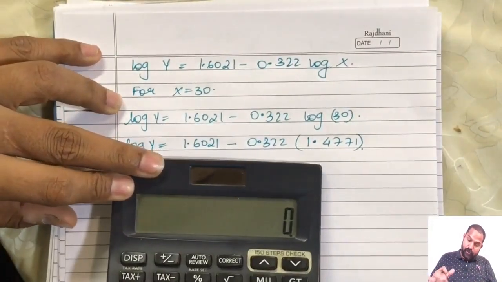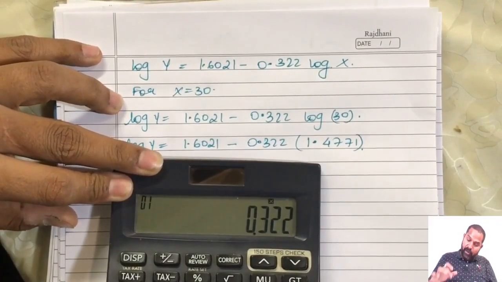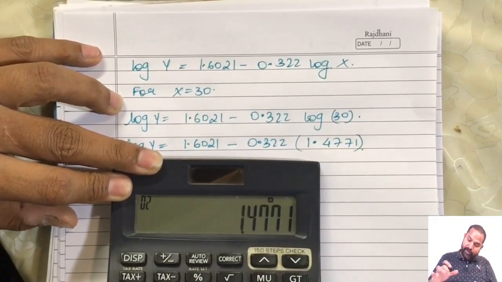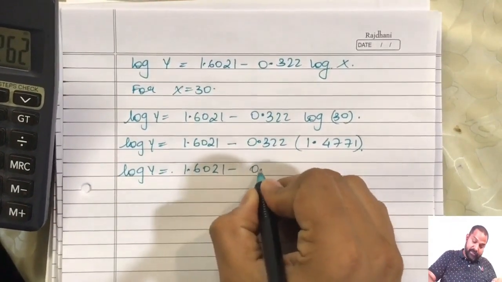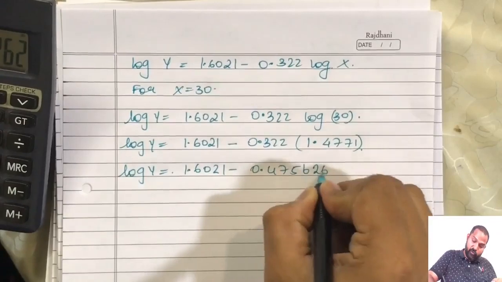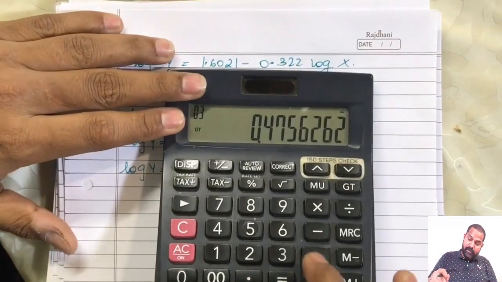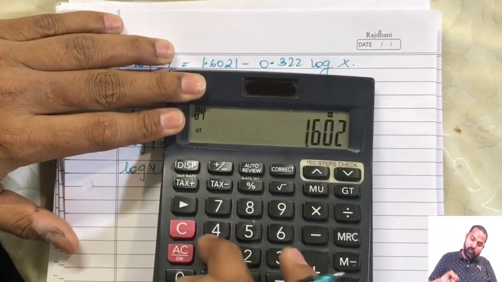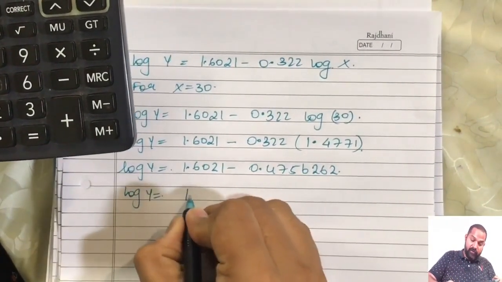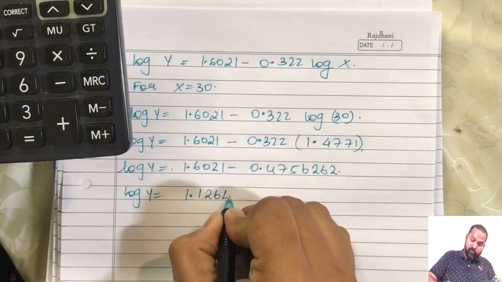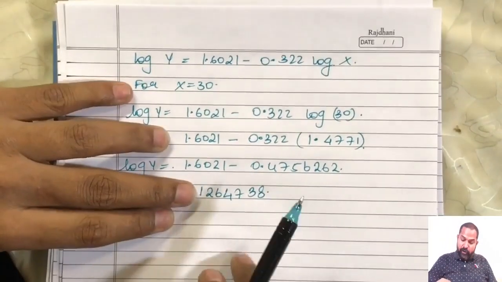0.322 multiplied with 1.4771 is 0.4756262. Subtract that from 1.6021. Log y is 1.1264738. But I have to take an anti-log, so I need only 4 digits.